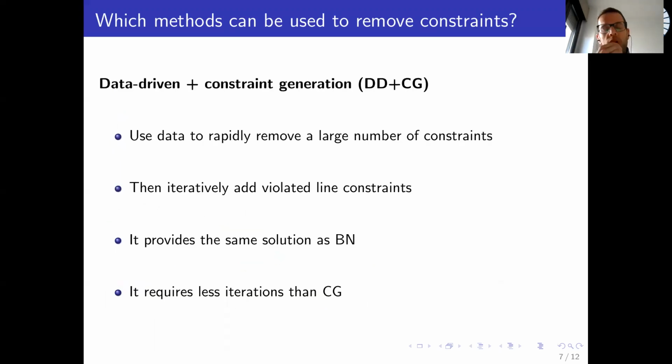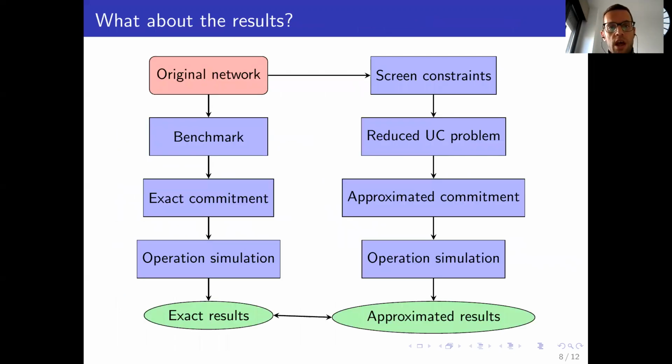And then finally, we also combine this data-driven approach with the constraint generation one. So first we apply the data-driven approach to infer the lines that are expected not to be congested. And then we check the flows and we add some capacity limit constraints if required.